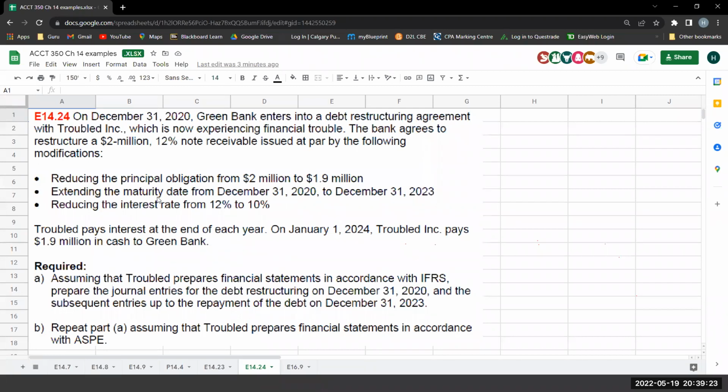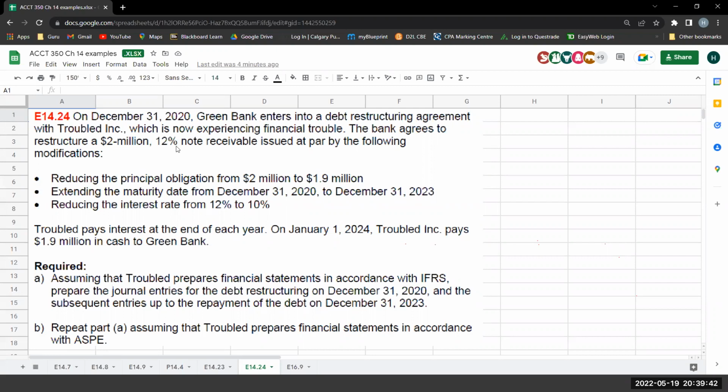So the note was actually due December 31st, 2020. The company said, sorry, I don't have any money. The bank said, uh-oh. So the bank said, oh, you need more time. Okay, we'll give you more time. Don't worry, we'll extend the due date by 3 years.